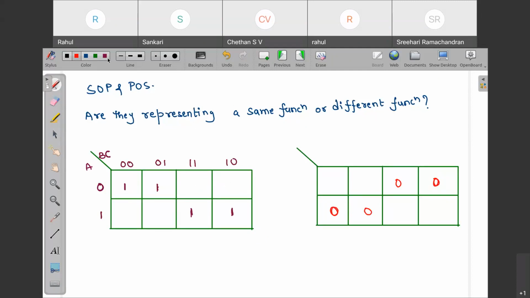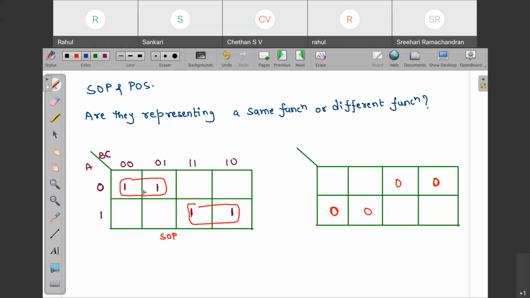So when we want to write SOP, we look for ones. When we want to write POS, we look for zeros. So first, let me write your SOP. Here I will be grouping ones. So this is one group of 1. This is another group of 1, because there is no other possible grouping that I can do. I cannot even increase the group size. Here it is a group of 2. I cannot make a group of 4.